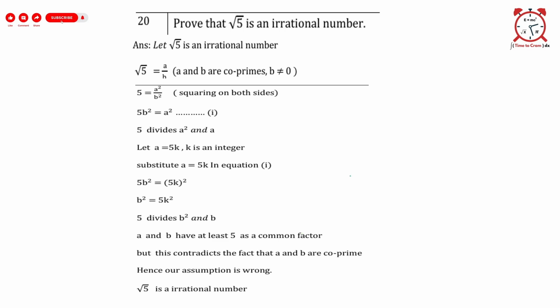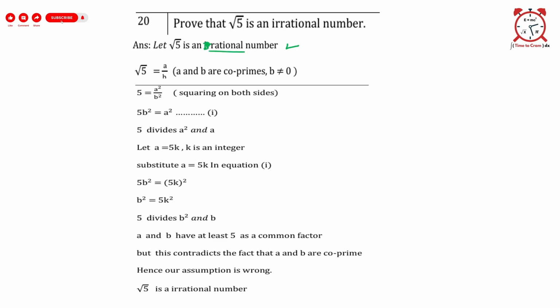Question number 20. This is a very important question here. Prove that root 5 is an irrational number. So to prove irrational number, we will assume it is a rational number. So this is our assumption. Let root 5 is a rational number. By mistake it is written irrational. So this we will cut here. Let root 5 is a rational number.